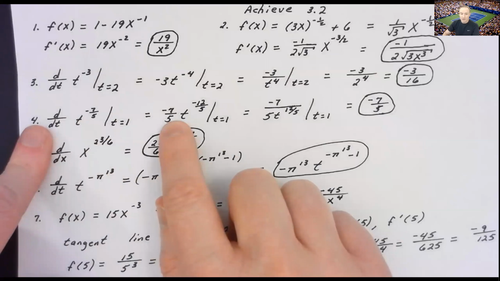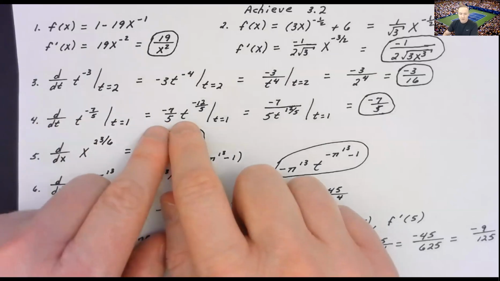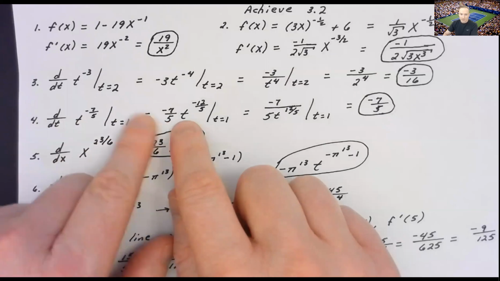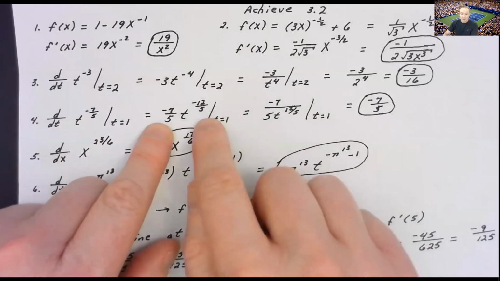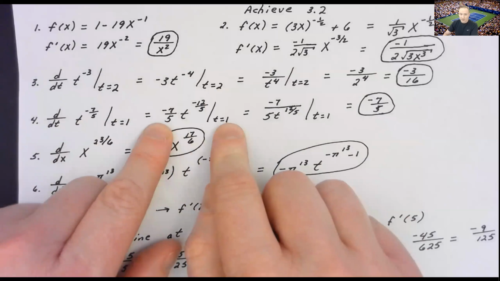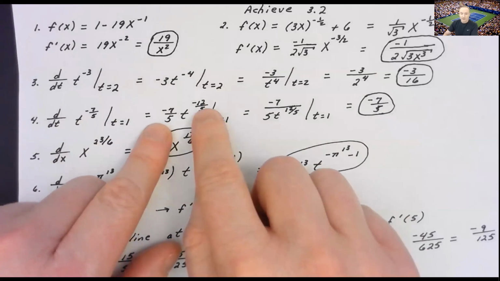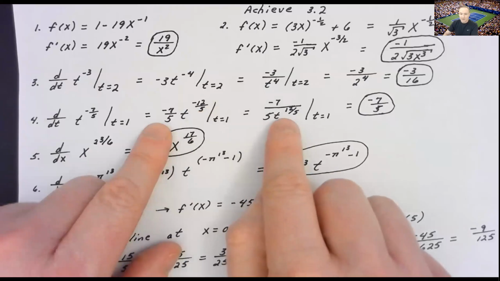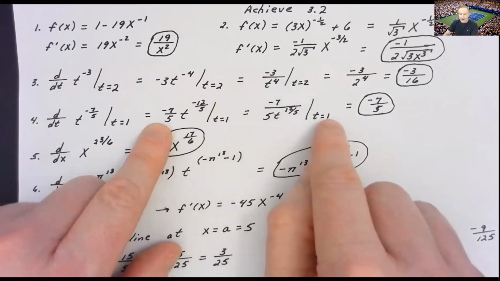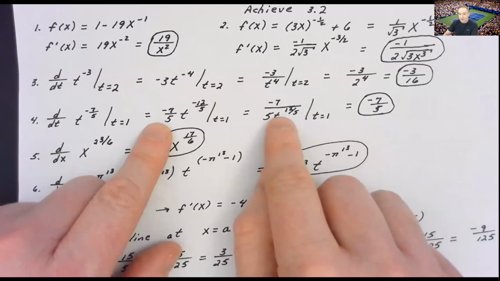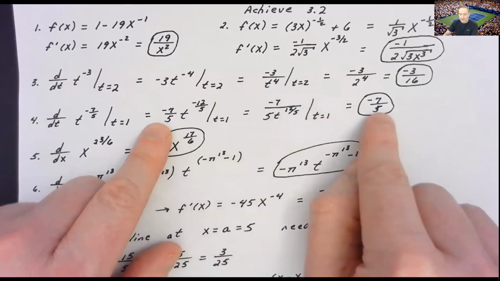It's bad notation if it doesn't. So I took the derivative using my power rule, got rid of the d/dt. I still need to evaluate it at t equals 1. Before I evaluated, I wanted to write it in proper notation, put the t in the denominator to the positive 12/5. And now I know when I plug in a 1, that's still going to be negative 7 over 5, so I already had my final answer.